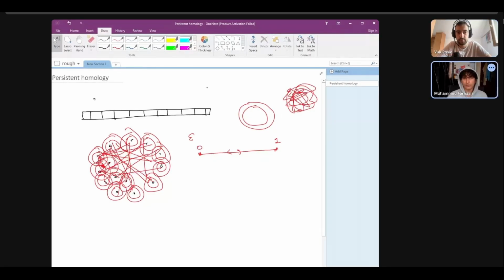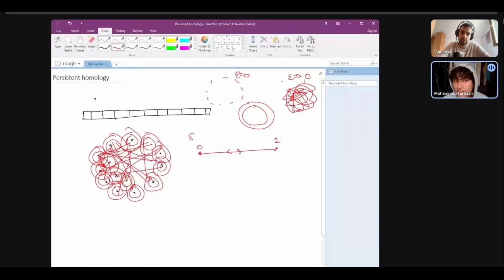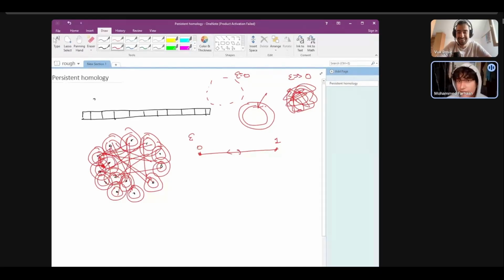So this is epsilon equals 0. How do you know it's structured? Epsilon really greater than 0. How do you know it's structured? Yeah, so that's what we're going to find out. So we want to find a way to detect this hole.